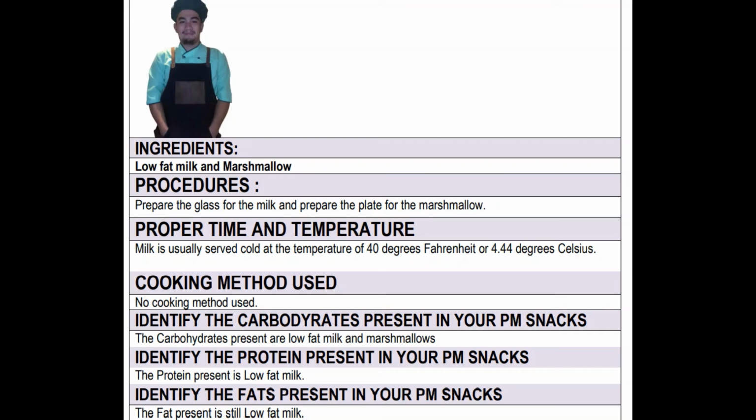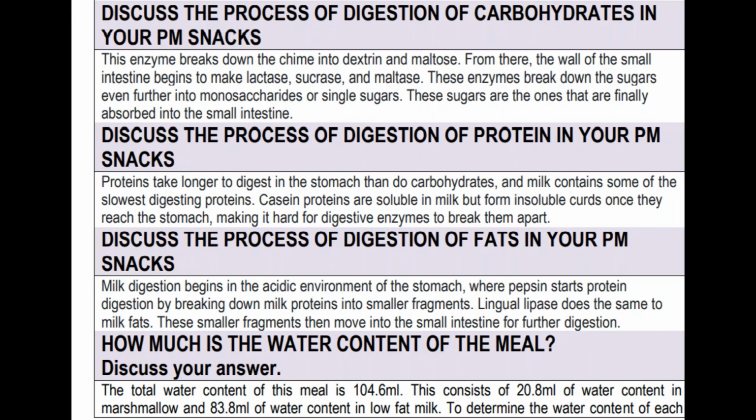So we need to identify the carbohydrates present in our snacks. So the carbohydrates present are low-fat milk and marshmallow. So the protein present is low-fat milk. And right now we will discuss the process of digestion of carbohydrates in the PM snacks.